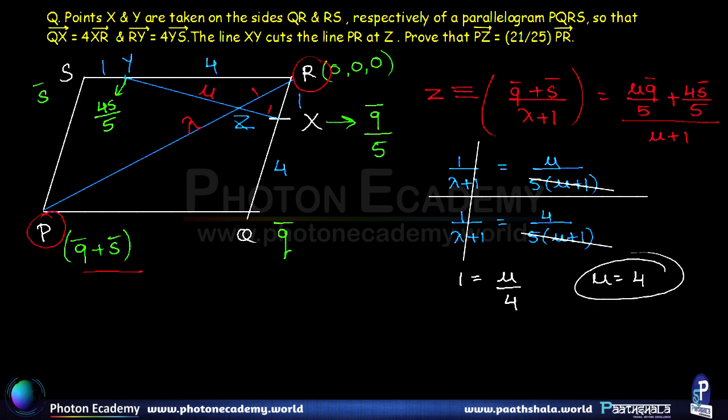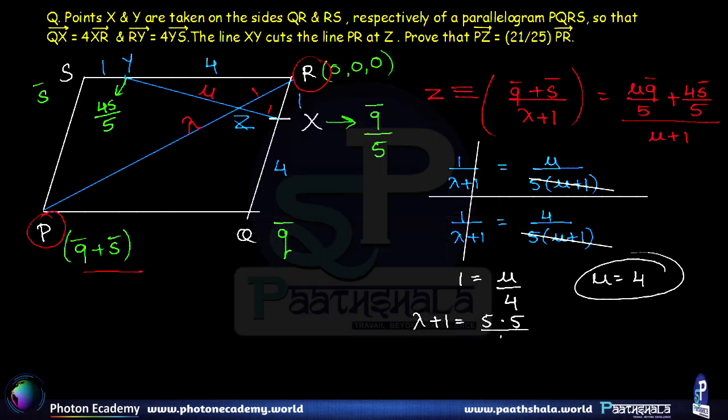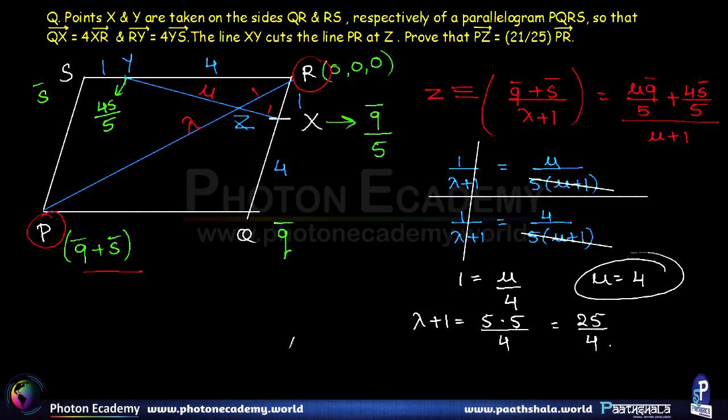Now substituting mu is equal to 4 in any one of these equations. Let's do it in the first one. Let's take reciprocal. So lambda plus 1 is equal to 5 mu plus 1, which is 5 upon 4 times... so that is 25 upon 4. And that is lambda plus 1, sorry. So lambda will be 25 upon 4 minus 1. So 25 minus 4, that is 21 upon 4.